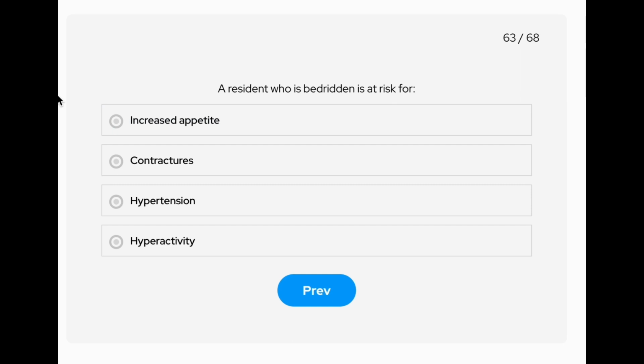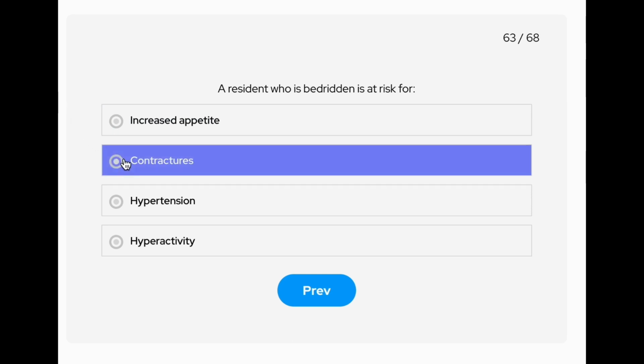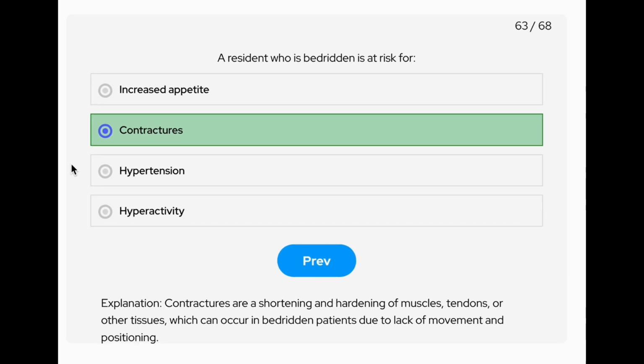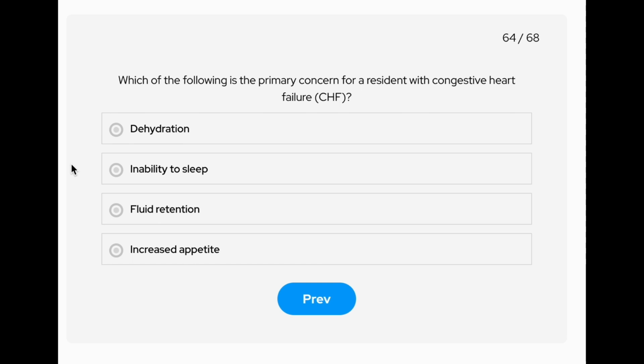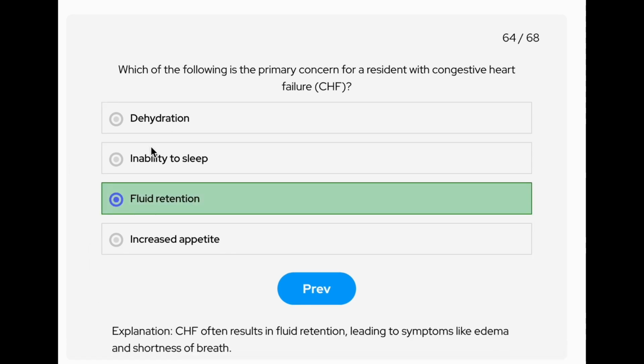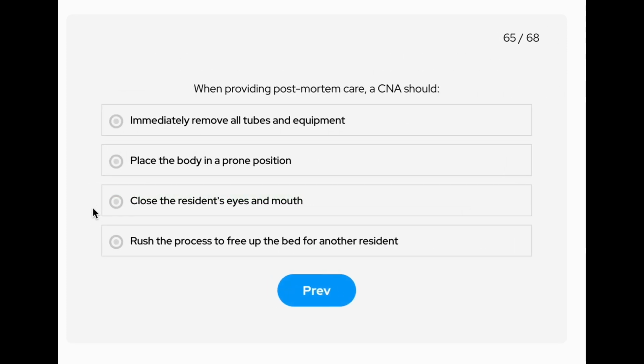A resident who is bedridden is at risk for contractures. Which of the following is the primary concern for a resident with congestive heart failure, CHF? Fluid retention. When providing postmortem care, a CNA should close the resident's eyes and mouth.